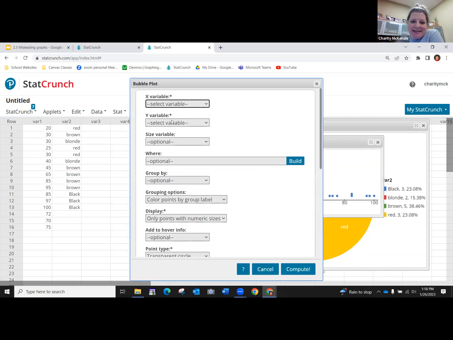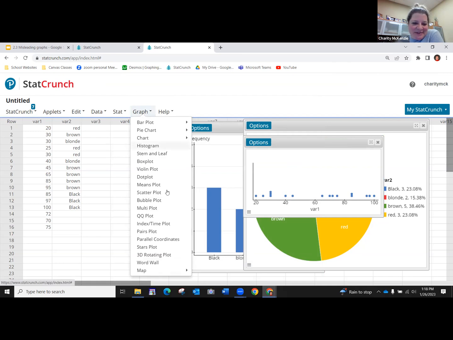Bubble plot. What the heck's a bubble plot? Can't do that one either because we don't have X and Y's. Multiplot, don't have any clue. All of these, I have no idea what these are exactly for, but we do know QQ plot.